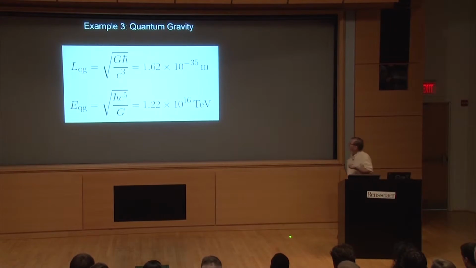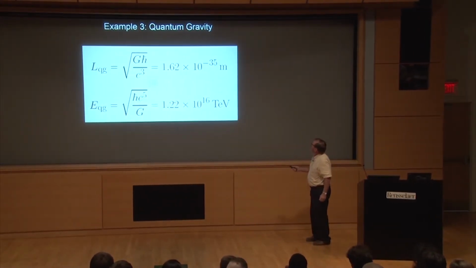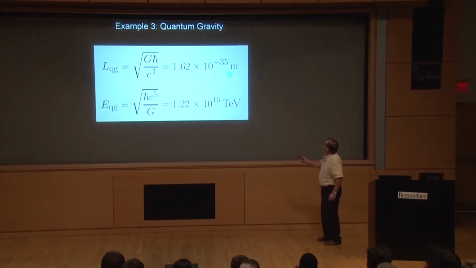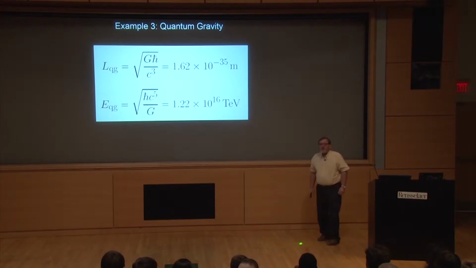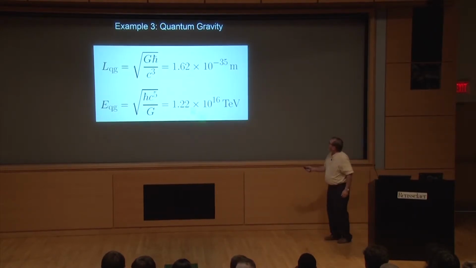So Newton's constant, which describes gravity, is capital G. We play the same game, and we get this absurdly small length. The radius of a proton is about 10 to the minus 15 meters, so this is a length scale which is 20 orders of magnitude smaller. And we get a very large energy. The rest energy of a proton is 1,000 electron volts. This is 13 orders of magnitude larger.